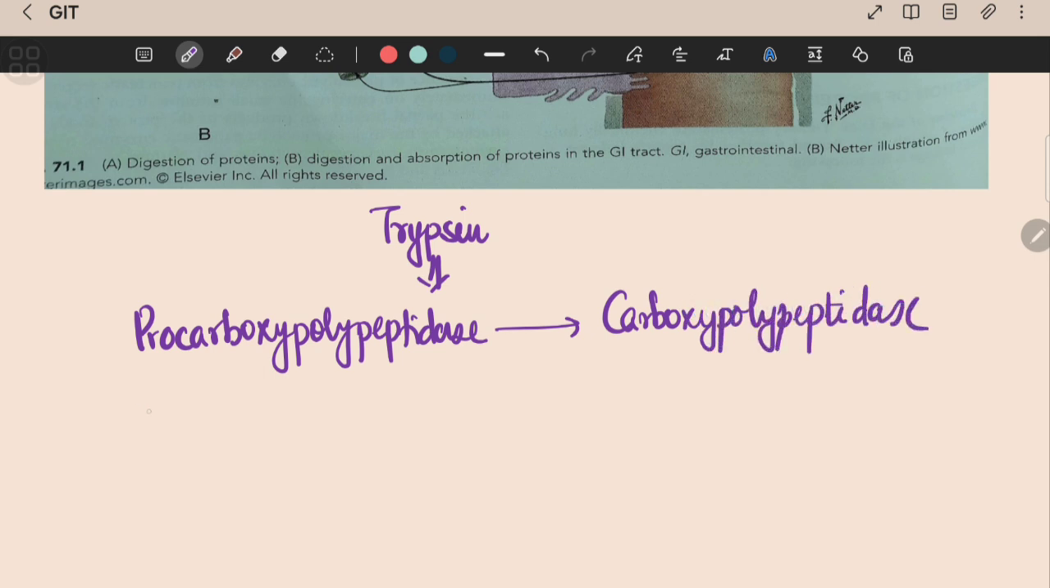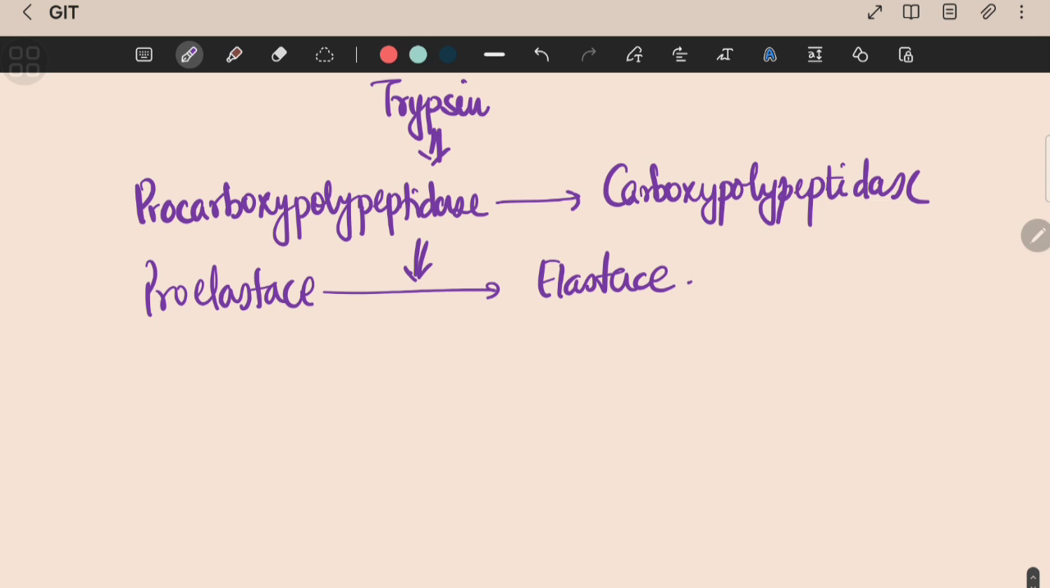Similarly we have proelastase. So here also trypsin is acting, and this is converting into elastase. So this is very important, that procarboxypeptidase and proelastase are converted into their respective active forms by the trypsin.